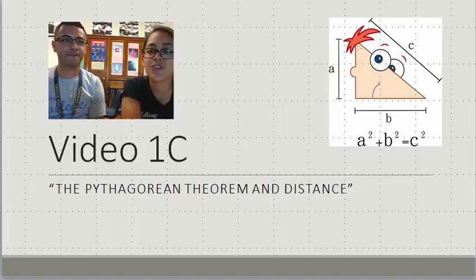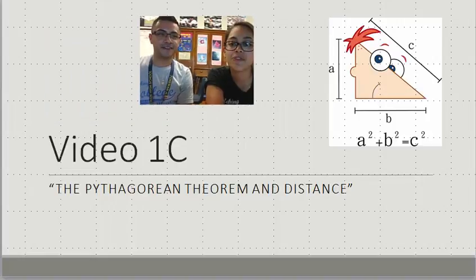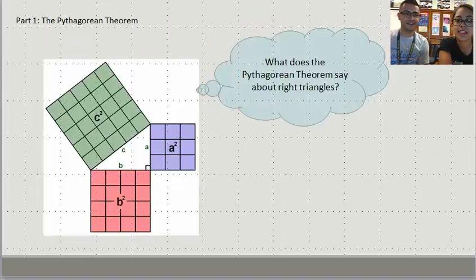Okay, so we're going to start off with the Pythagorean theorem. If you remember, the Pythagorean theorem is a squared plus b squared equals c squared. And you've seen this equation plenty of times, but let's talk about first what it actually means. So if you remember, Pythagorean theorem only applies to right triangles.